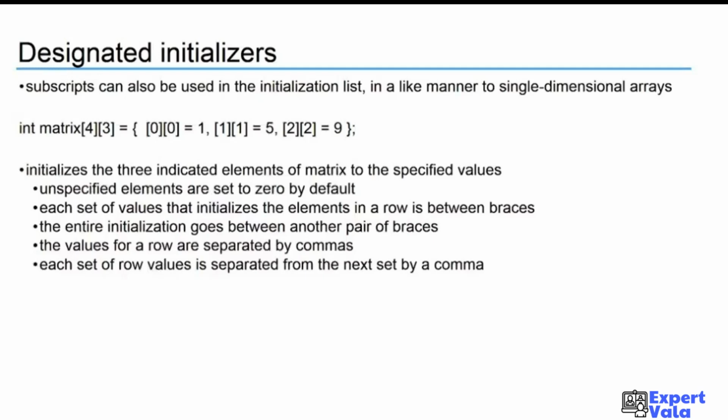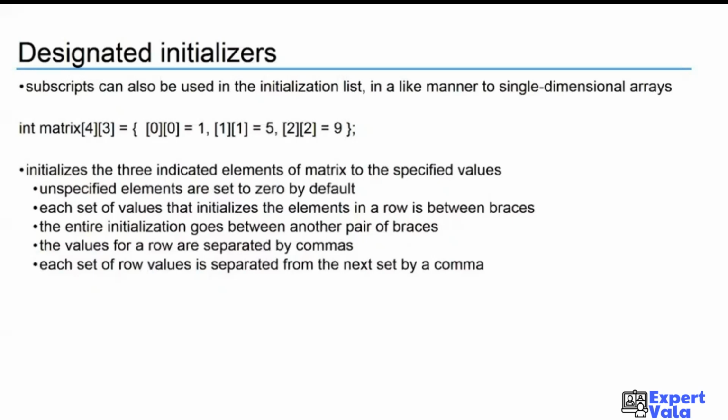Each set of the values that you do initialize are going to be the elements in a row between the braces, and then the entire initialization goes between another pair of braces. So you see that we have the curly brackets on the outer one, just like normal initialization, and then we have the brackets to access the array inside. And then we have commas to separate each row, and each set of row values is separated from the next set by a comma. So the values are separated and also the row indices.